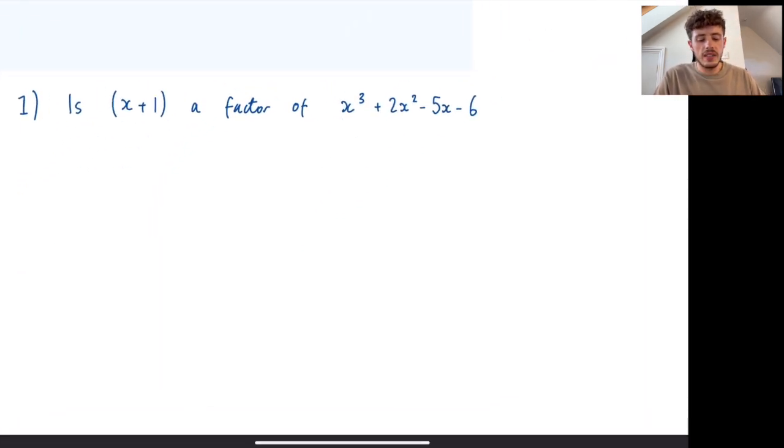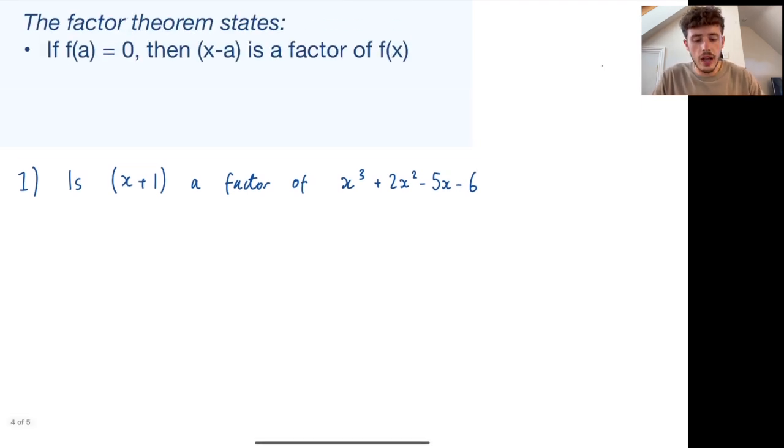Question 1, is x plus 1 a factor of that polynomial? So using our factor theorem that you can see at the top of the screen, the bracket x plus 1 is related to that x minus a bracket in the theorem itself. So what this means is the a value here is equal to minus 1.